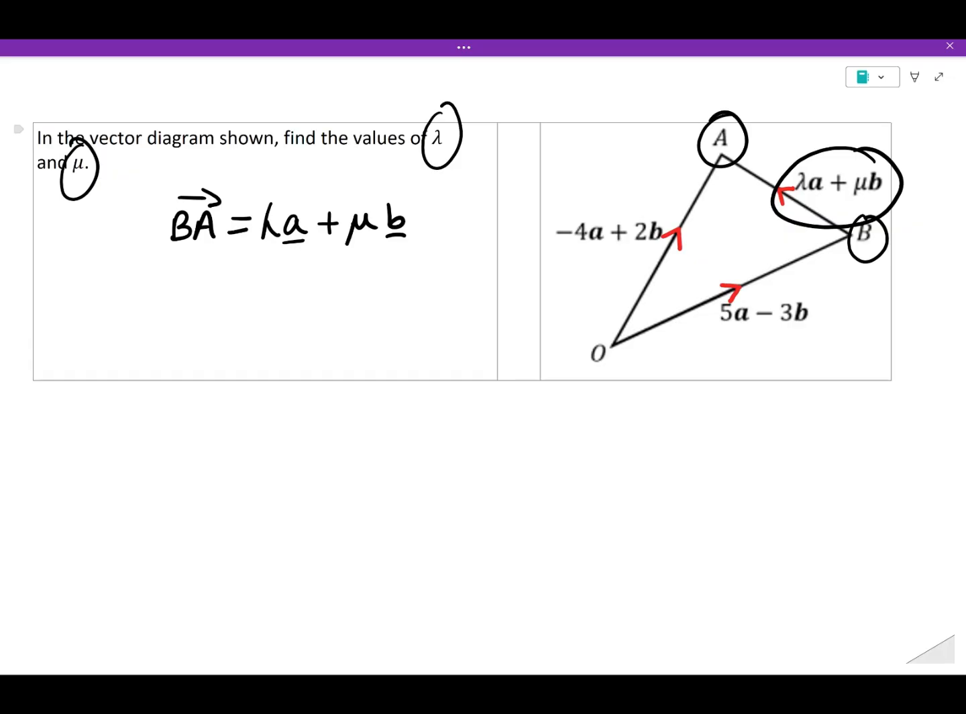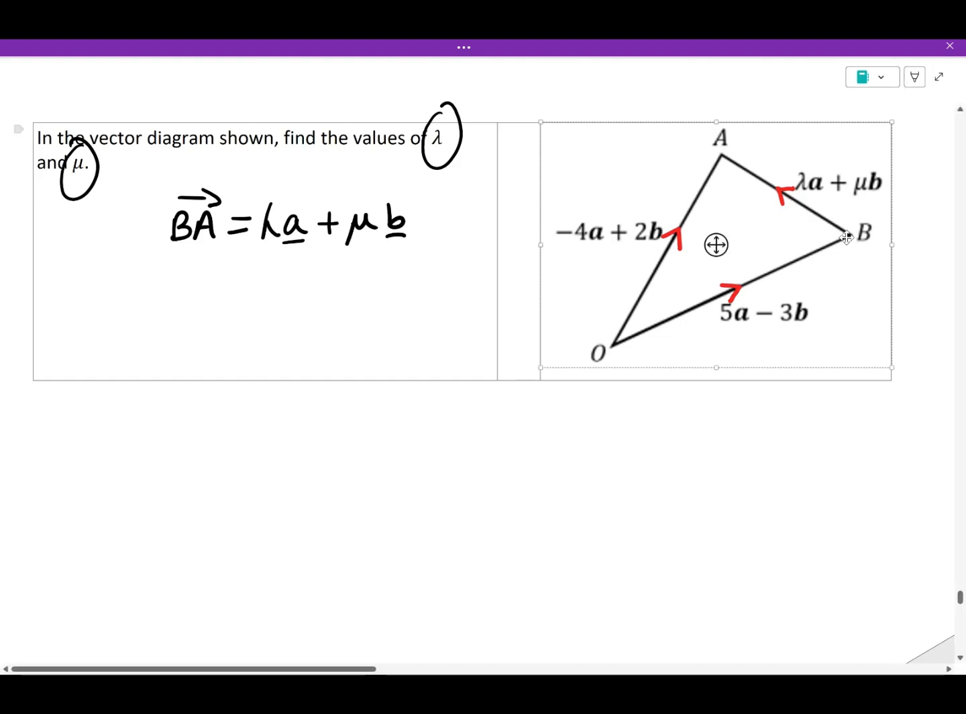However, there's no way of figuring out lambda and mu just by staring at the vector B to A. So in this scenario, what you're going to have to consider is, is there another way of getting from B to A? I know we've got the direct vector there between them, but could we get from B to A in a different way? So what I'm going to do is mark my point B, which is my start point, and then my end point is the point A up here. Okay, and we're going to think, how can we get from B to A using the other vectors on my diagram?